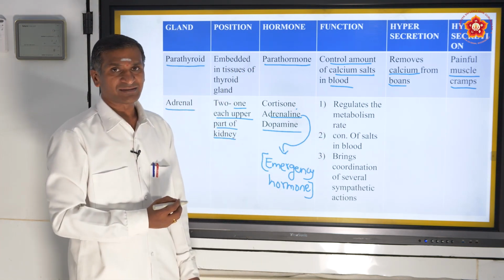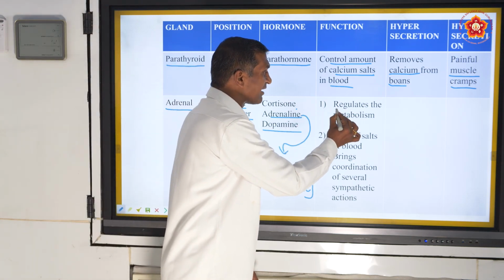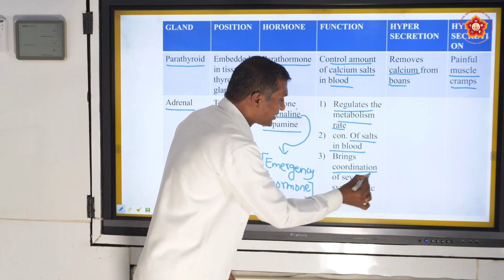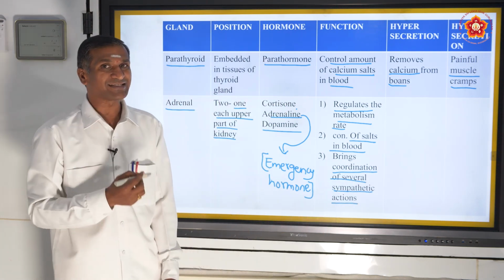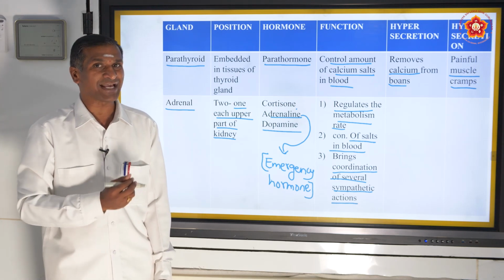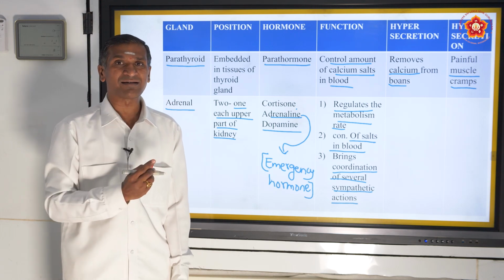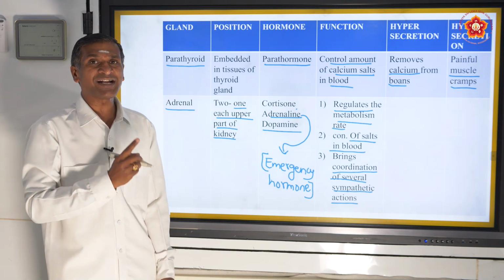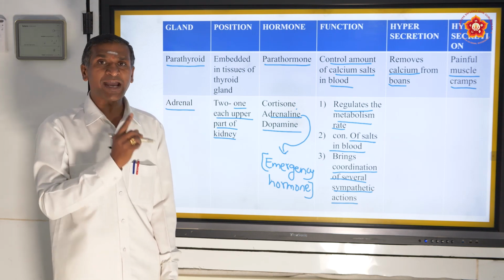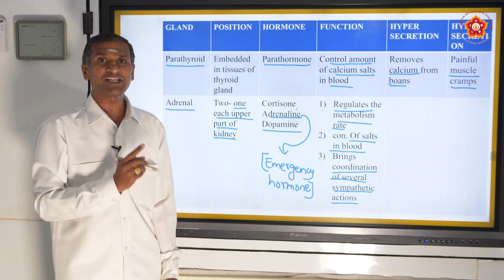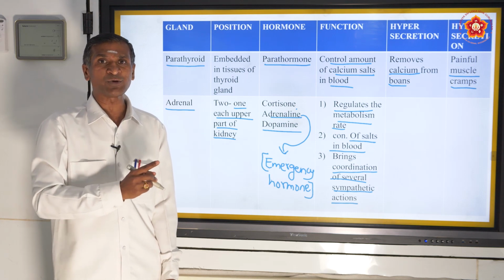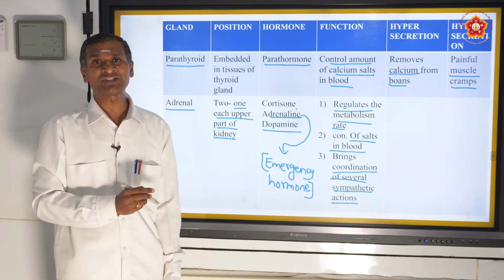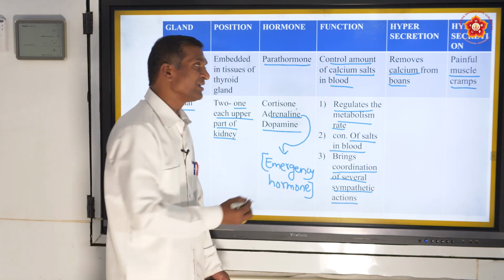The functions of the hormones of the adrenal gland are to regulate the metabolism rate, control the salts in the blood, and bring coordination of several sympathetic actions. Please remember, sympathetic actions. Which are those actions? Yes, they are the violent actions, the actions which are not in normal condition. Such violent actions are brought to normal condition by the production of a hormone from the adrenal gland, which is called adrenaline hormone. Since it is produced during sympathetic actions to bring back normal conditions, and during emergency situations, it is called the emergency hormone.